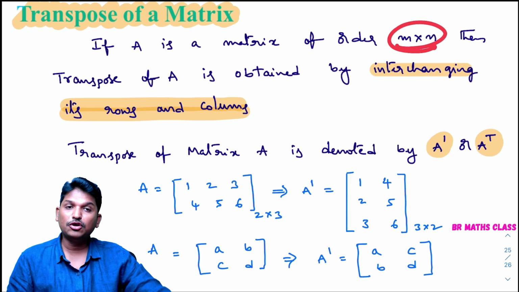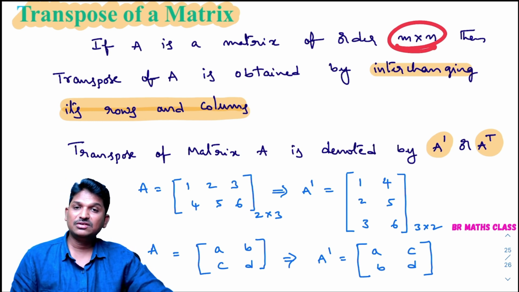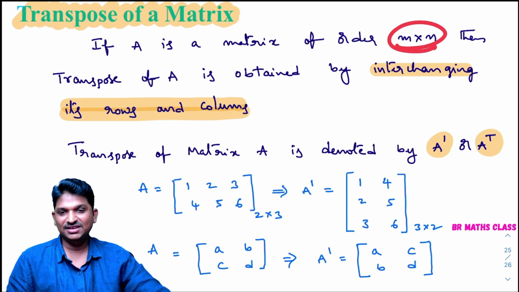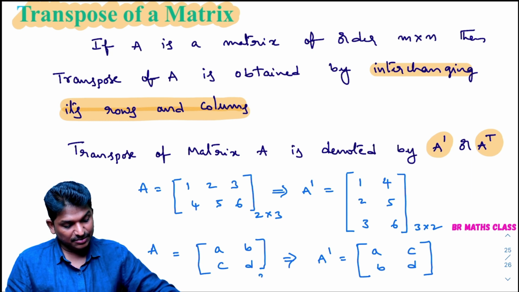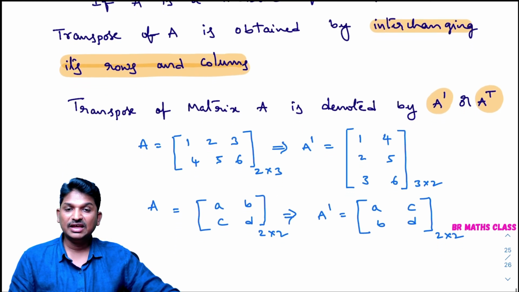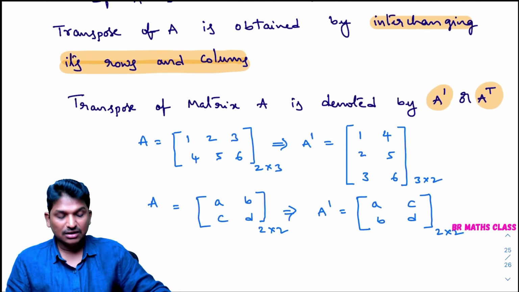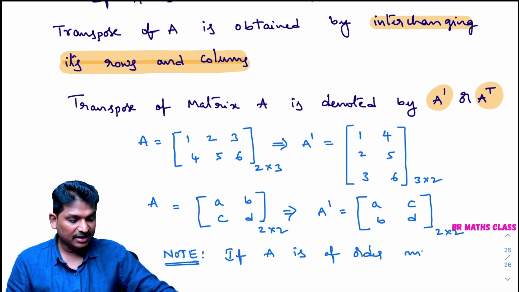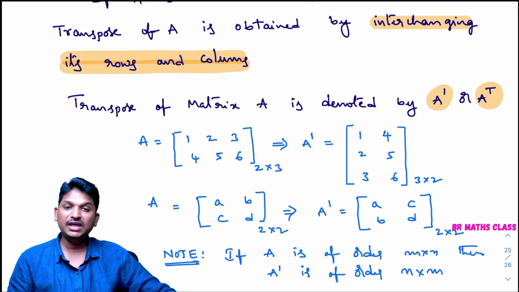If A is a matrix of order m by n, then what about A transpose? A transpose is a matrix of order n by m. And you can see here, this is a matrix of order 2 by 2. Its transpose is also of order 2 by 2. I hope you are understanding. I just want to write this as a note. If A is of order m by n, then A dash is of order n by m.